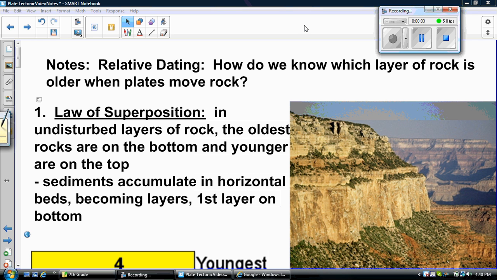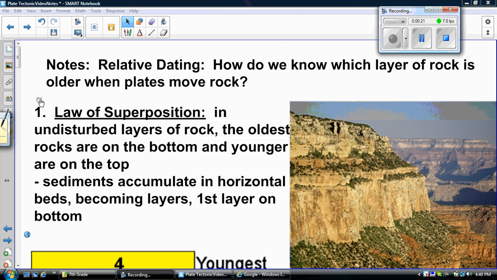Okay, so now we're going to look at the rock sections and be able to predict and sequence things that are happening in that rock section. That's called relative dating. So our essential question today is, how do we know which layer of rock is older when the plates move the rock?